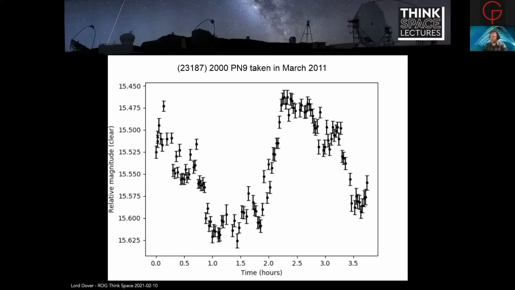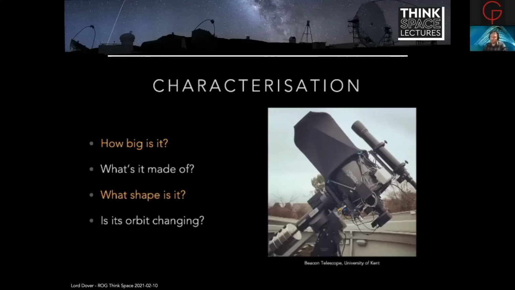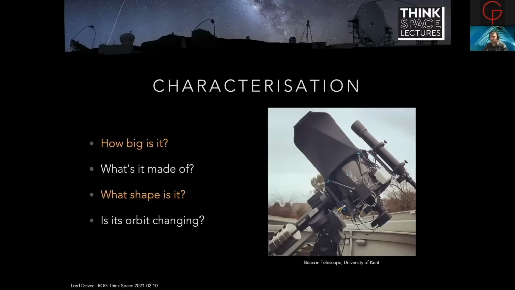So just from taking these light curves, just from measuring the brightness of the asteroid as it rotates, we can get a pretty good idea of how big the asteroid is. And we can also get a pretty good idea of what shape the asteroid is. But we don't have a really good idea. It's not perfect. It's just a loose measurement.